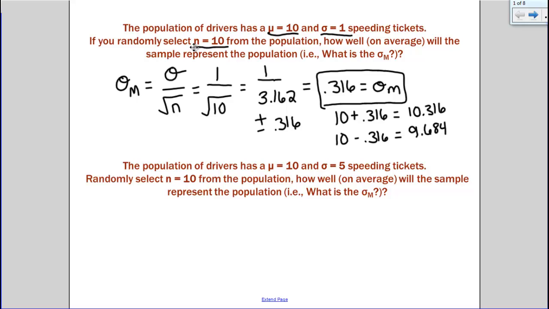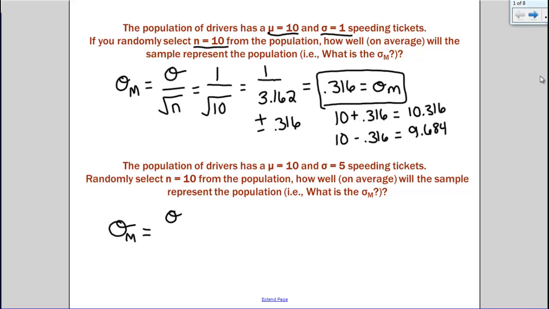Okay, moving on to the next example where we have a higher standard deviation, so more spread of speeding tickets in the population. So now we're still looking for the standard error. How well on average will the sample represent the population? Or, how much of a difference would you expect between any given sample mean from 10 people and the population mean?